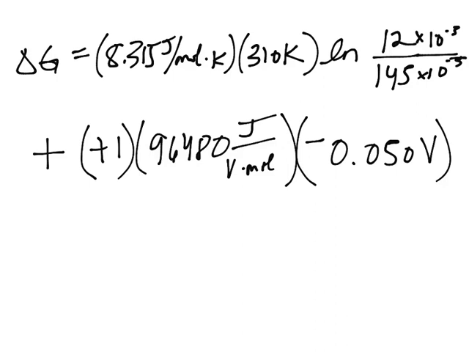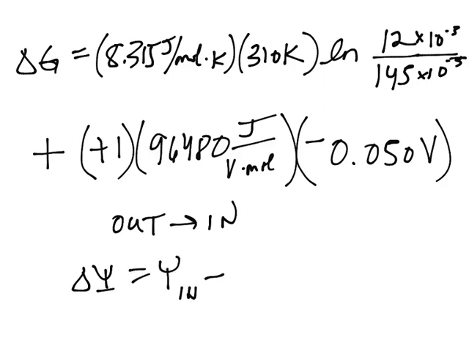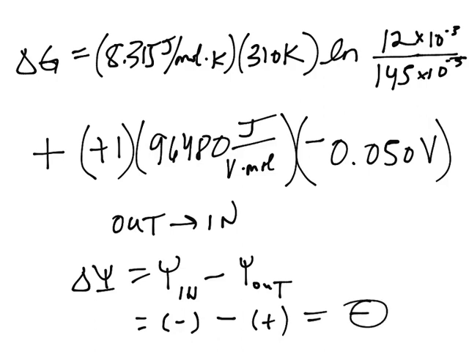So we know that we're going from outside the cell to inside the cell. So the difference in electrical potential would be the potential inside the cell minus the potential outside the cell. So since you know that the inside is negative relative to the outside, we could write it like that. So a negative minus a positive will still be a negative value. That's how I knew that I should be including a negative sign in here.